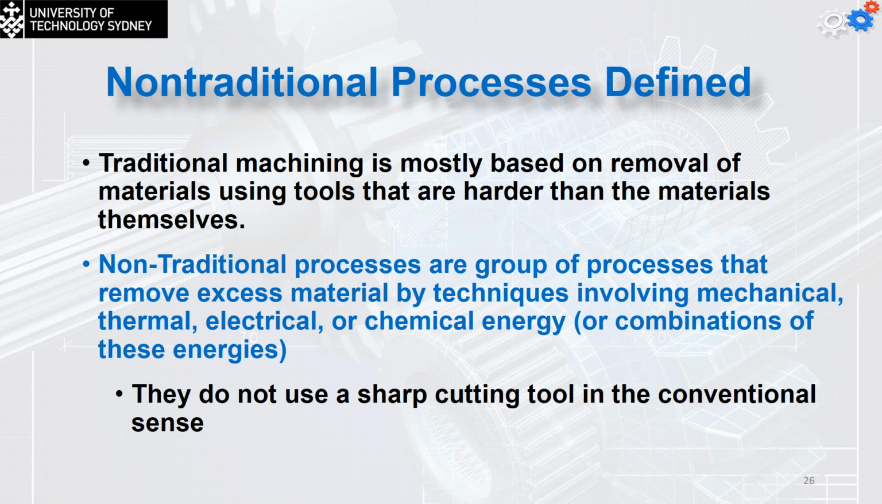So the non-traditional process is defined against the traditional machining, which is mostly based on the removal of the material using tools that are harder than the material themselves. That means we're going to use the mechanical method to force this cutting tool inside the work. Non-traditional processes are a group of processes that remove the excess material by techniques involving mechanical energy once again, but we're going to use as well thermal methods, electrical or chemical energy at the same time, or maybe a combination of all the energies together. They do not use a sharp cutting tool in the conventional sense of cutting.